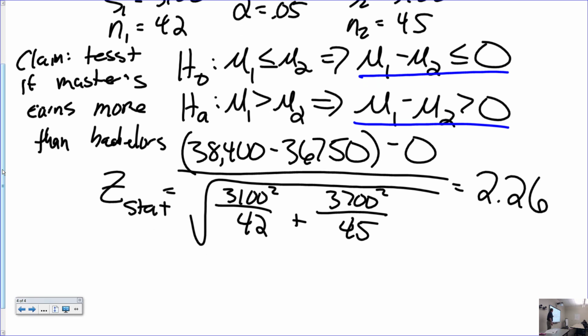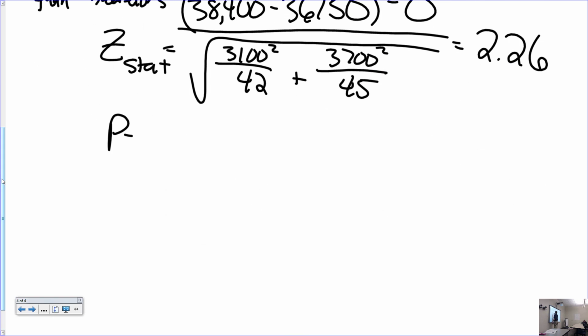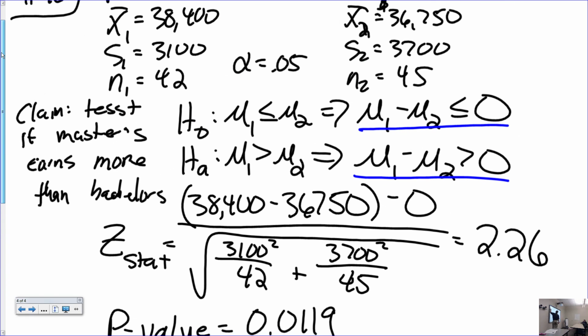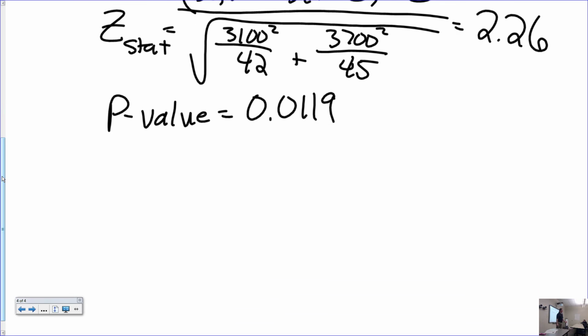2.26. All right. What's the p-value for that? 0.0119. What's our alpha? Our alpha was 0.05. Is 0.0119 less than 0.05? Yes. Therefore, reject.